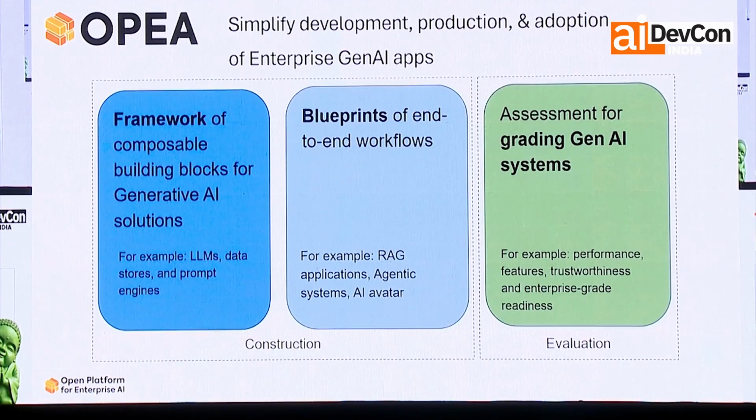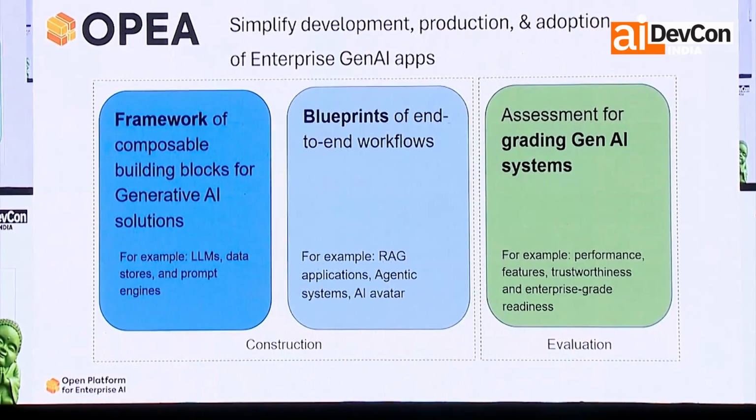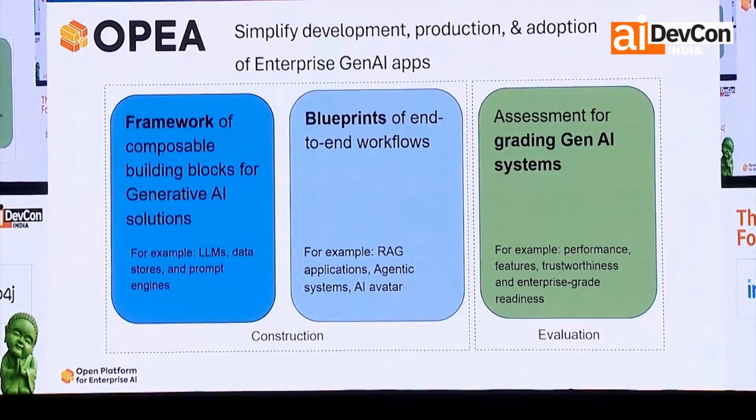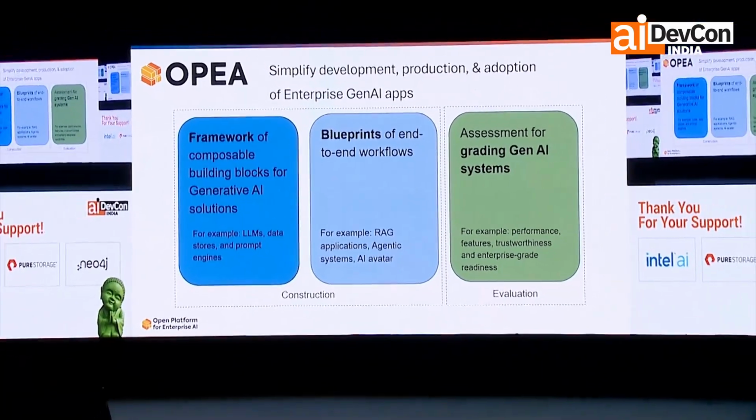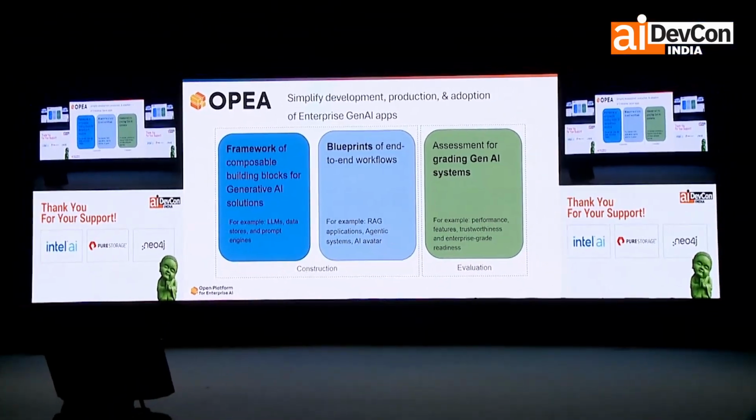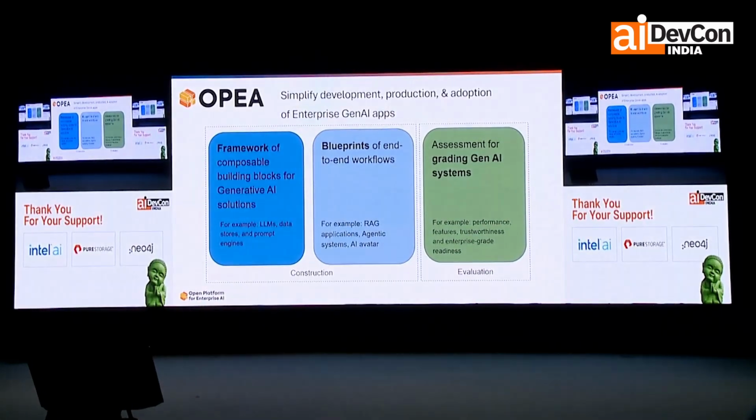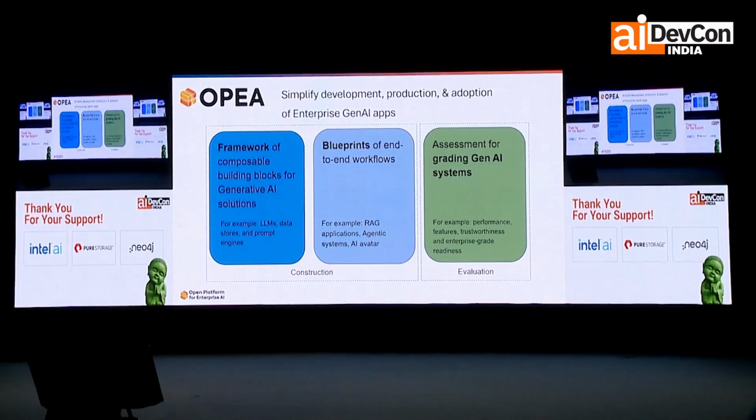Well, we completed the framework of composable building blocks. Second, the blueprints. And next comes the most important thing, assessment for grading GenAI systems. What it means? A framework is provided here which can help you to evaluate and grade the performance, features, and reliability of GenAI solutions. For example, performance metrics including the speed, accuracy, and latency of AI models are all available. Features, yes, the functionality and capabilities offered by the AI system come under this. And the next one is very important, which is nothing but trustworthiness. Yes, it is also included without fail.